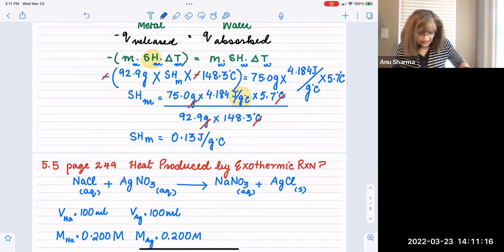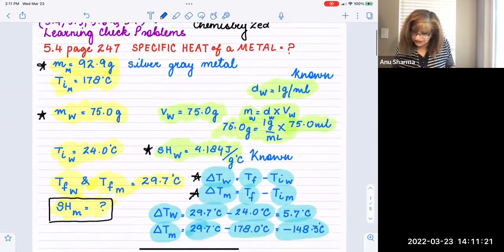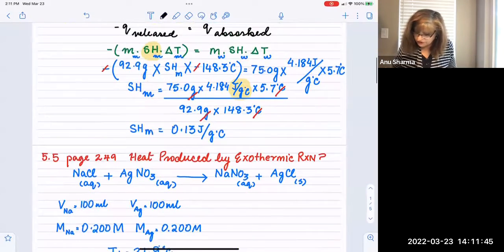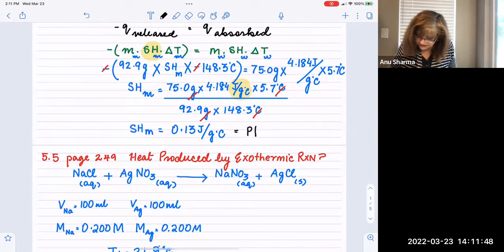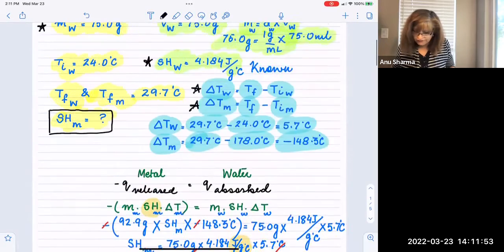Now the question is, what is the identity of this metal? If you compare it to the tables, we see that this metal is silvery gray, and this value of the specific heat is very close to gold also. But since it's a silvery gray metal, it's obviously not gold. So the identity of the metal is lead. It is close to lead. Okay, so that is the answer for 5.4.